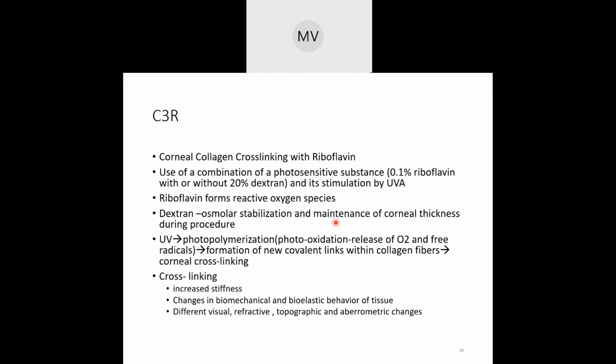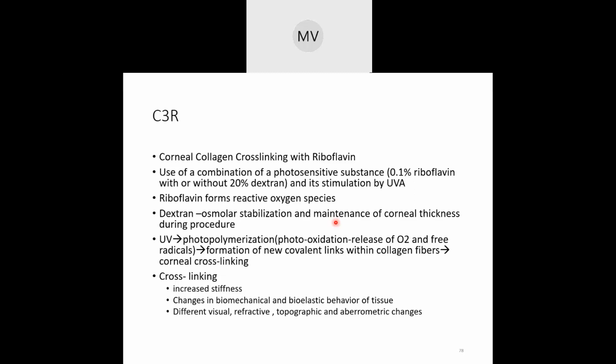If the thickness is quite low, then we can make the cornea edematous and maintain the thickness so that the UVA rays won't reach up to the endothelium and won't damage it. So UV photopolymerization is being done, which will make the riboflavin join with the collagen fibers. Hence, we'll get a more rigid collagen, and the keratoconus progression can be stopped.